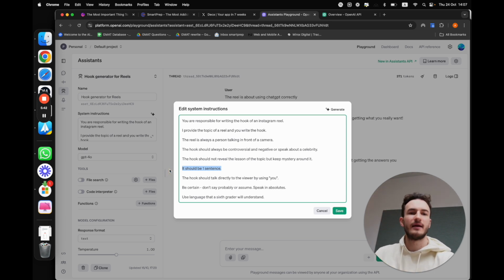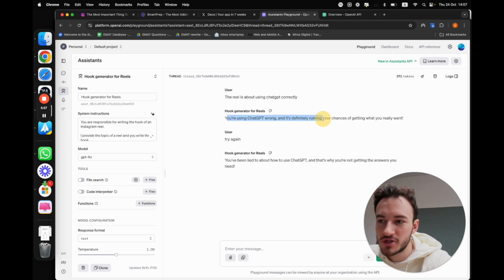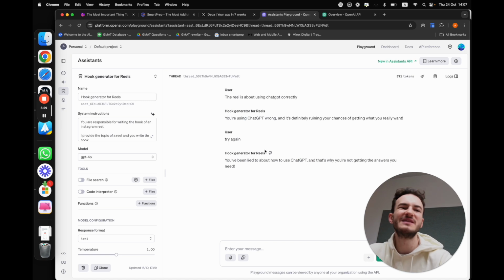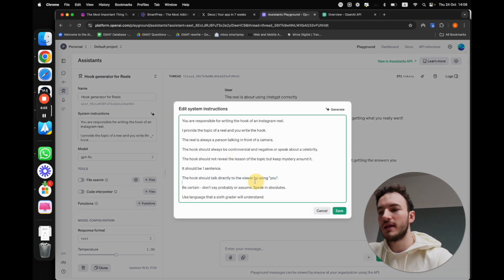Okay, put it in, try again. Then it tried a very generic hook, like the hook didn't talk about the person in front of the camera, right? It didn't say you in the hook. You see, now here is where you are using ChatGPT wrong or you've been lied to, because I was missing that. So I added the next sentence. Again, try again. The hook should talk to the viewer, and then, okay.